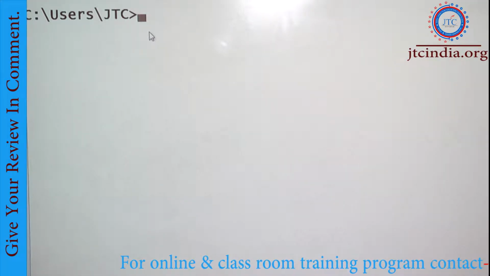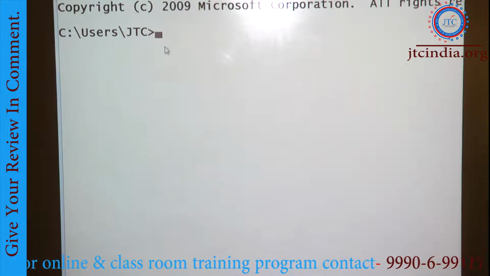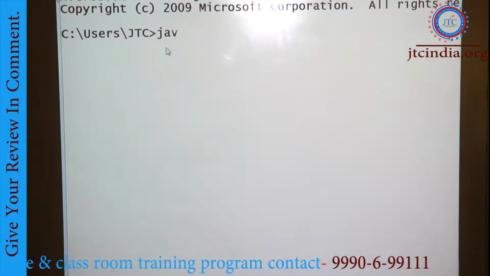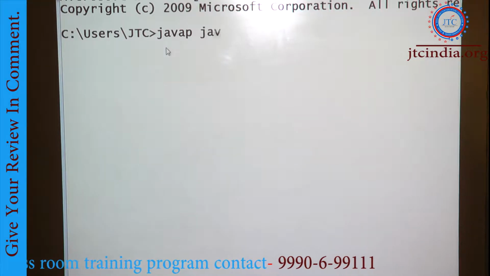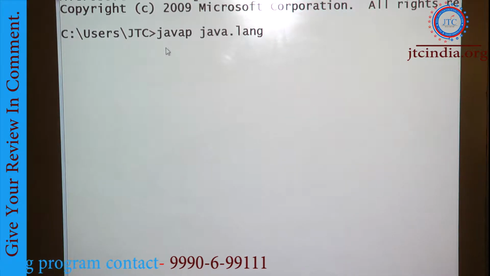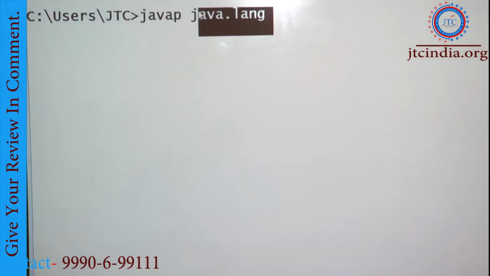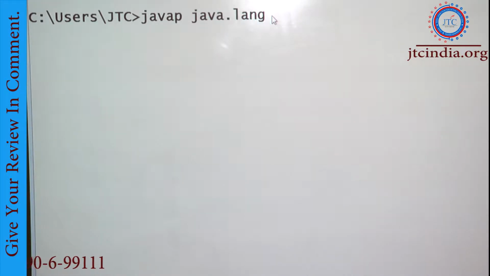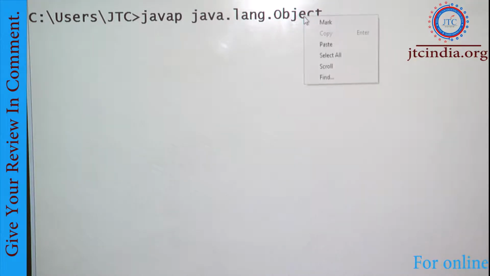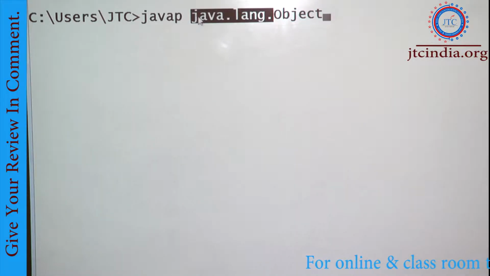On the command prompt, the most important thing we need to understand here is java.lang. As I told you, it is the name of the package. After the package name, dot, I am writing the Object class. So this last part is the class name, and this is the package name which is available here.